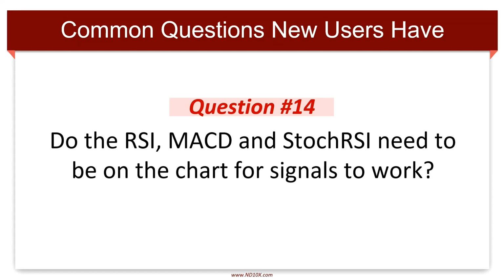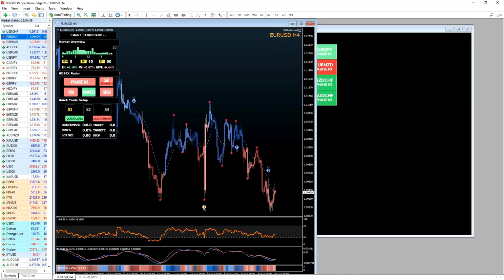Question 14. Do the RSI, MACD and the stochastic RSI need to be on the chart for signal to work? Not really. They're there and you learn more about those three indicators.